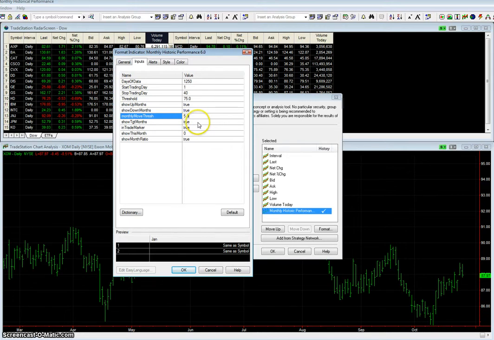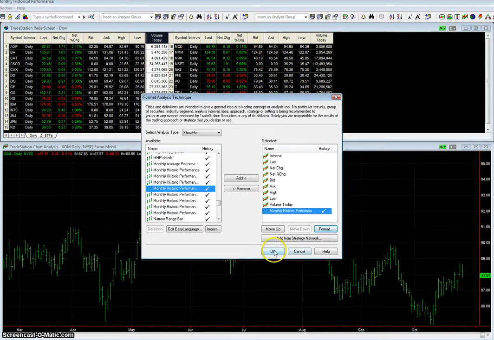Some of these indicators are for Chart Analysis, and we'll talk about those when we get to the indicator on Chart Analysis. Let's go ahead. We'll hit OK here.